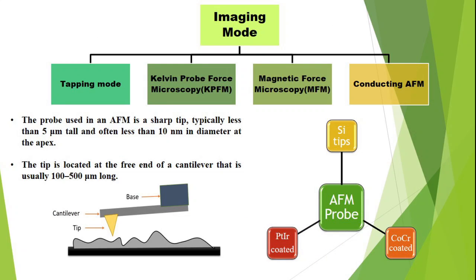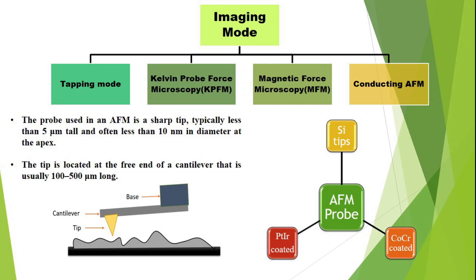So these are the few most common imaging modes of atomic force microscopy. These are tapping mode, Kelvin probe force microscopy, which is also called KPFM, magnetic force microscopy, which is also called MFM, and the last one is conducting AFM, which is also called CAFM. The most common types of AFM probes which are used: the first one is silicon tips, the second one is platinum iridium coated tips, which is used for either KPFM and conducting AFM, while the third one is cobalt chromium coated tip, which is used for magnetic AFM.